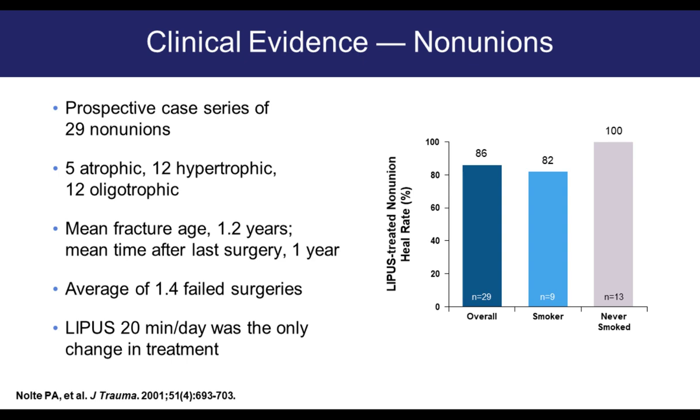And here you can see overall, again, 86% heal rate overall in all of these 29 non-unions. Of the smokers, 82% went on to heal, and those who never smoked, 100% went on to heal.